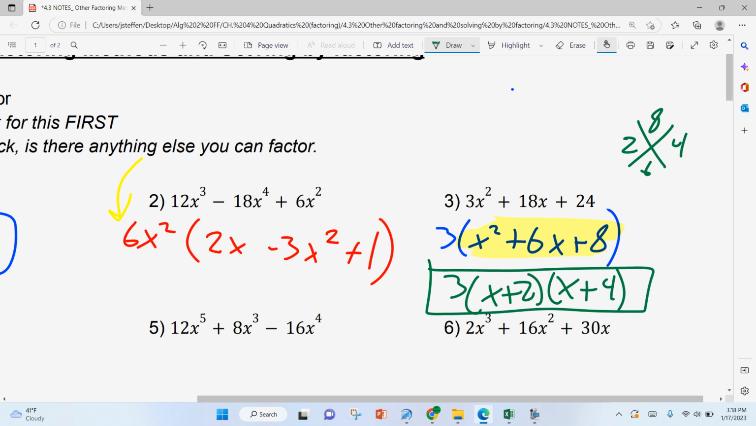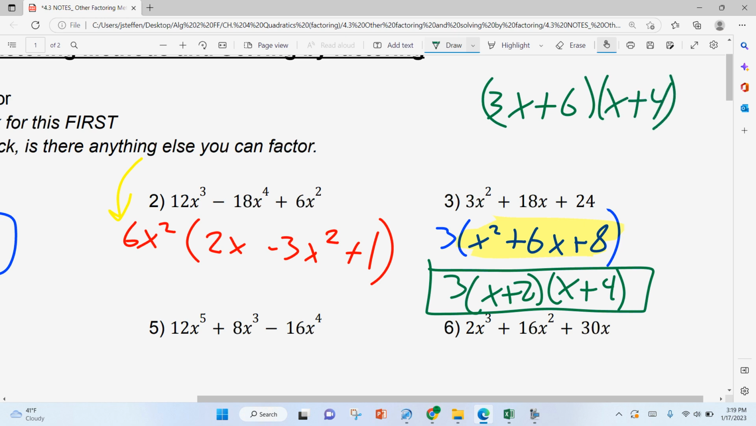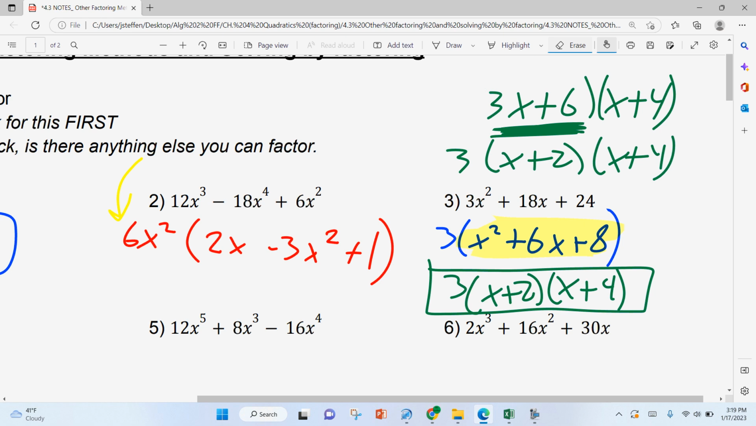Now, if you factor without factoring out the greatest common factor first, there's two ways it could turn out. It could turn out where you end up with something like 3x plus 6 multiplied by x plus 4. And again, just like number 2, ask yourself, can I factor anything else out? Because in this one, you can factor out a 3. And that's where you get that x plus 2.